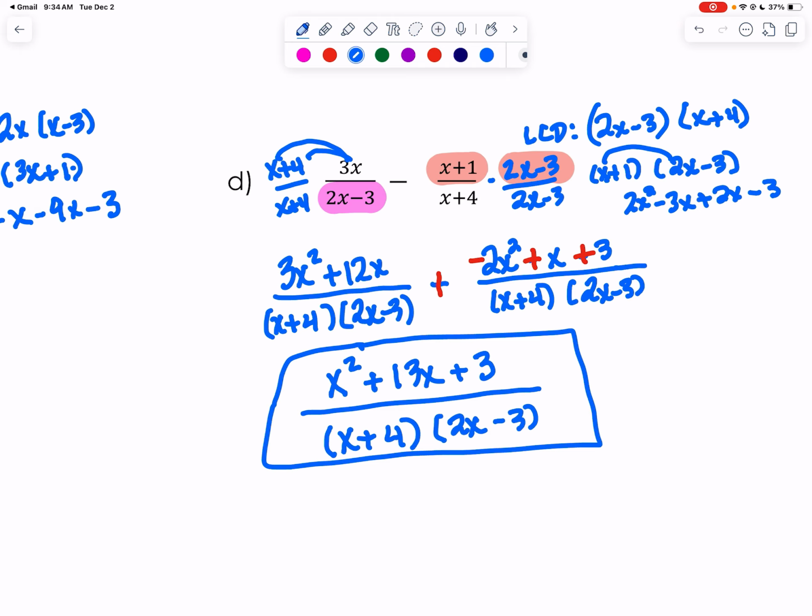And that concludes adding and subtracting rational expressions day 1.